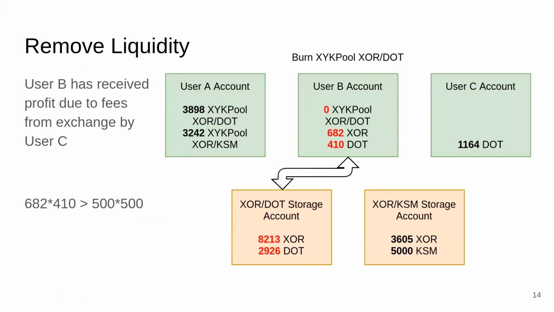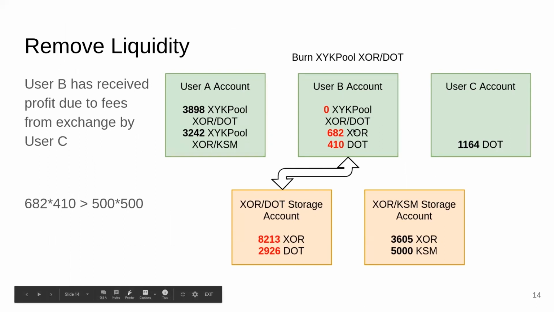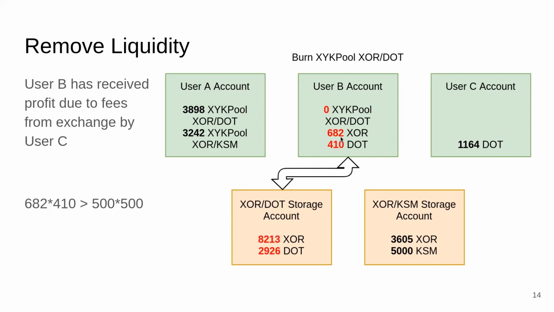And finally, we can demonstrate that user B can retrieve his original tokens, which he added, by burning his pool tokens. Because there was a transaction made by user C, he actually gets some profit from that. Here you can see that his constant product has increased while proportions are saved, so he has some profit because of fees.